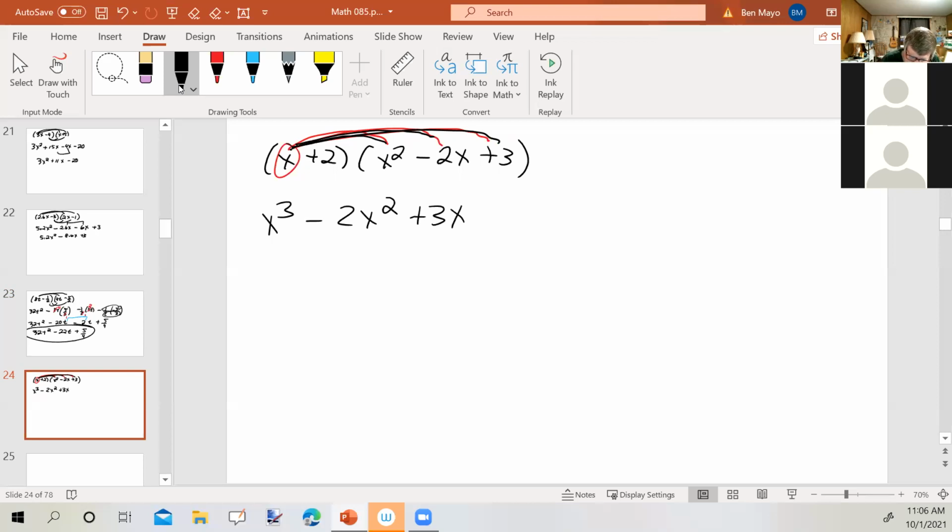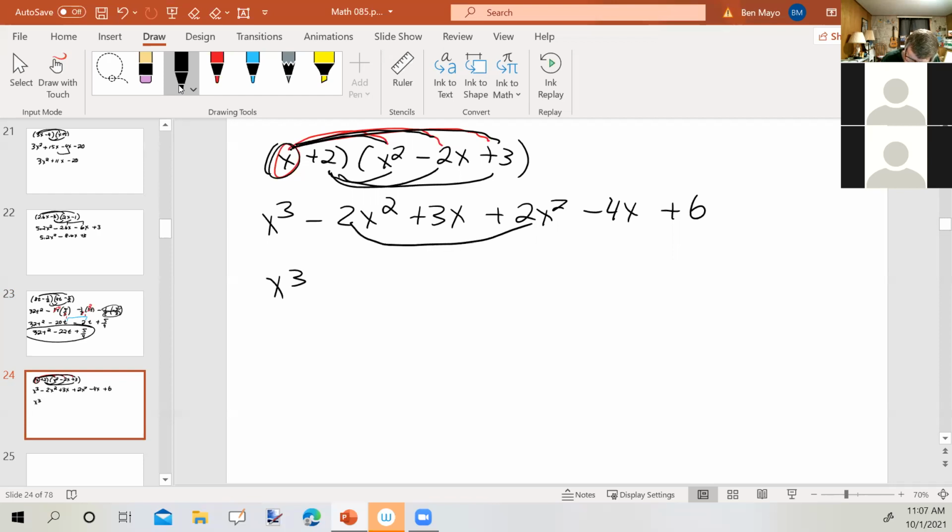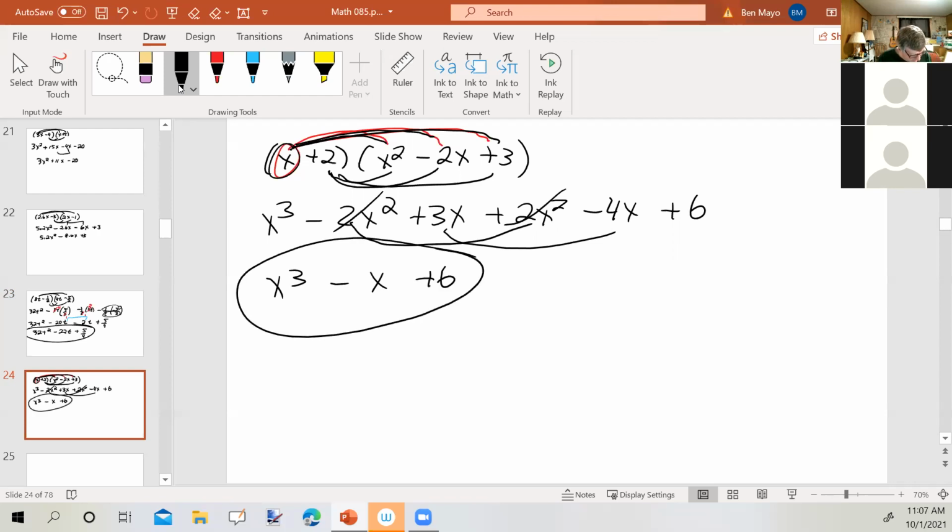Now, having multiplied this by everything in the parentheses, I'll move on to the next term. 2 times x squared is plus 2x squared. 2 times minus 2x is minus 4x. And 2 times 3 is plus 6. So there's my 6 products. Combining like terms, x cubed, the x squareds will cancel. 3x minus 4x is minus 1x plus 6. So there's the answer of the binomial times the trinomial.